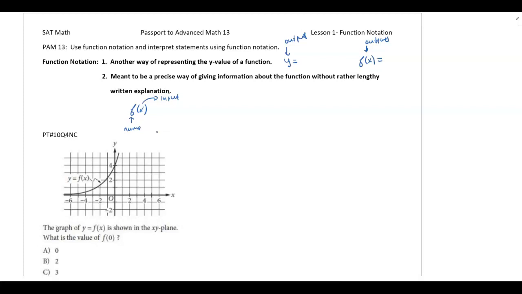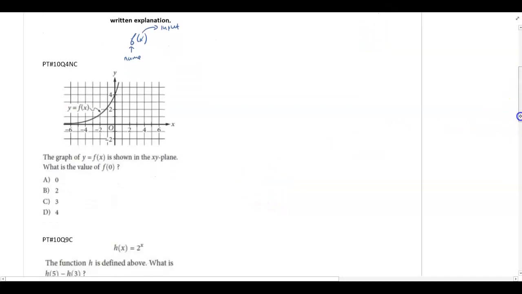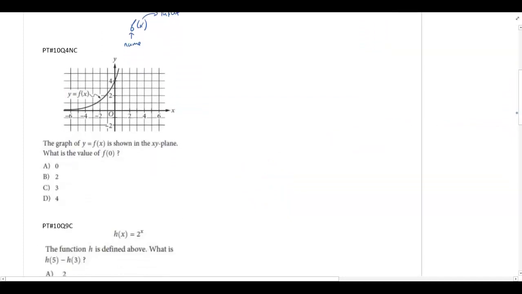Okay? So basically with this, a lot of these questions are a mixture of no calculator and calculator, and they use graphs and algebraic expressions. So let's look at a couple of examples here.